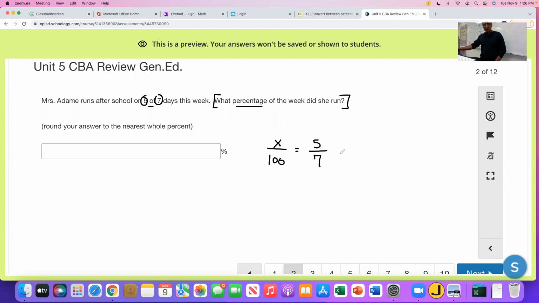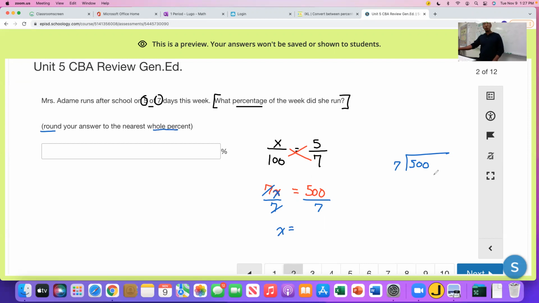Ladies and gentlemen, anytime you have this format, you have two ratios that are equivalent, and you're missing one part, you can always cross multiply and divide by the number next to the letter. So I'm going to begin by making an equal sign. I'm going to cross multiply. 100 times 5 is 500. And 7 times x is going to be 7x. So I just cross multiplied. Final step, divide by the number next to the letter, which is x. So I'm going to divide by 7. And whatever I do to one side, I do to the other. So my final answer is going to be whatever 500 divided by 7 is. Now, do note that we need to round to the nearest whole percent.